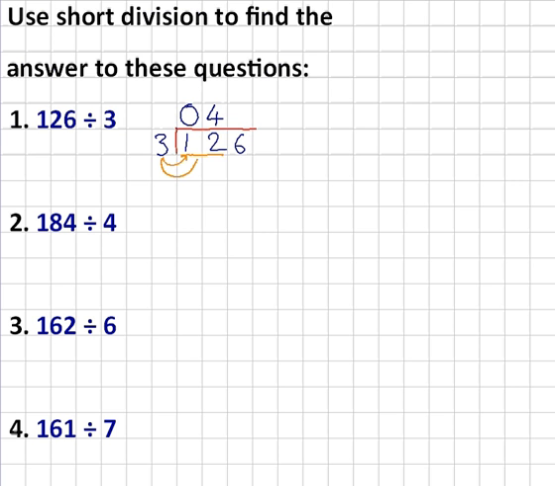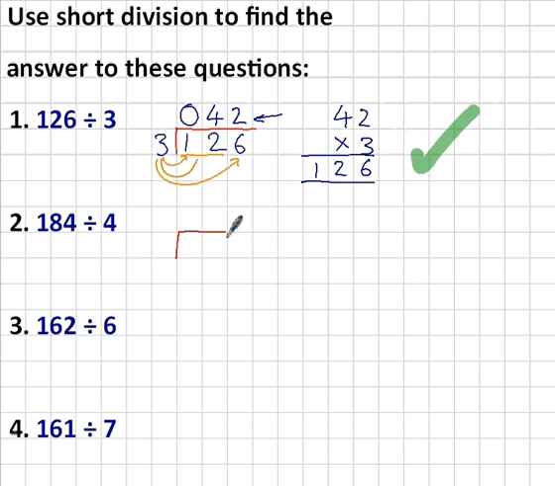And then 3 into 6. And 3 into 6 goes 2 times. So I make the answer 42. Let's check by doing 42 times 3 to see whether we get the answer 126. 2 times 3 is 6. 4 times 3 is 12. Yep, we got the answer 126. So that's correct. Next one.